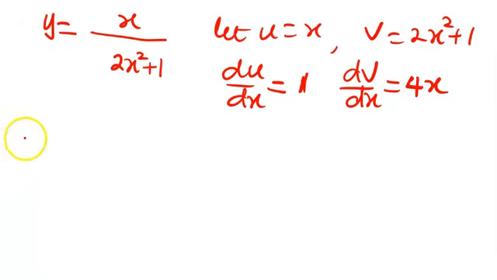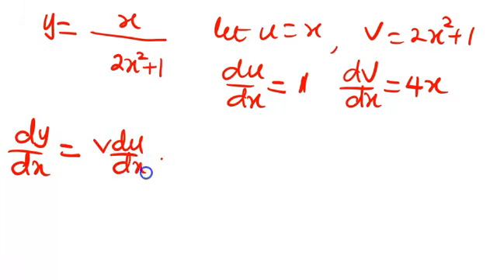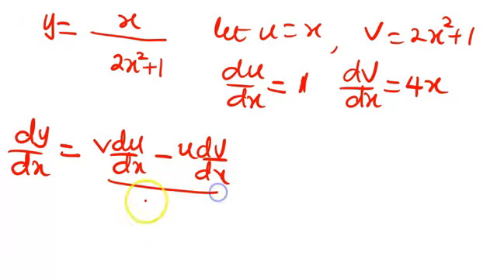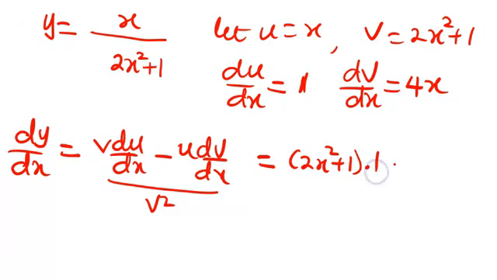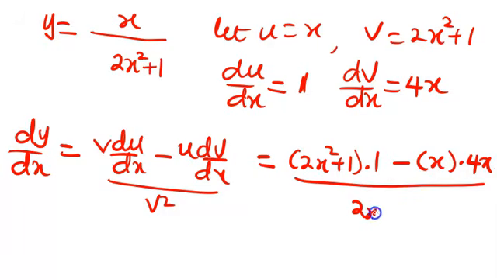4x. Okay, so dy dx now becomes, that's v du dx minus u dv dx divided by v squared. So this is equal to, the function v is 2x squared plus 1 times du dx is 1 minus the function u is x times dv dx, which is 4x, over 2x squared plus 1 all squared.